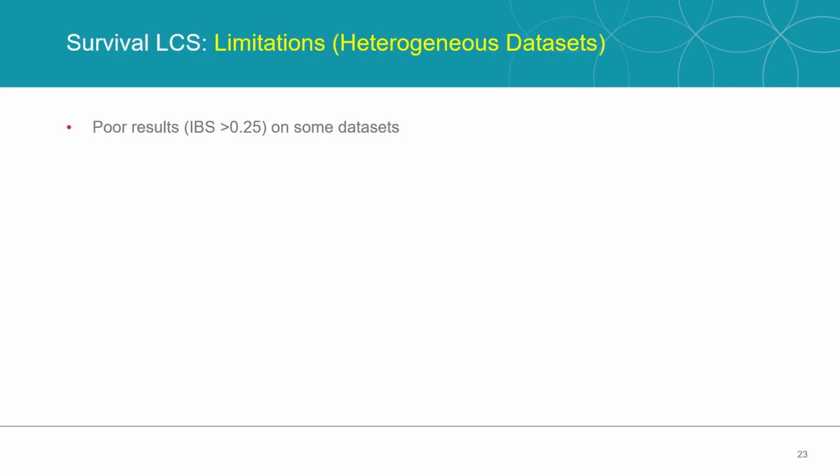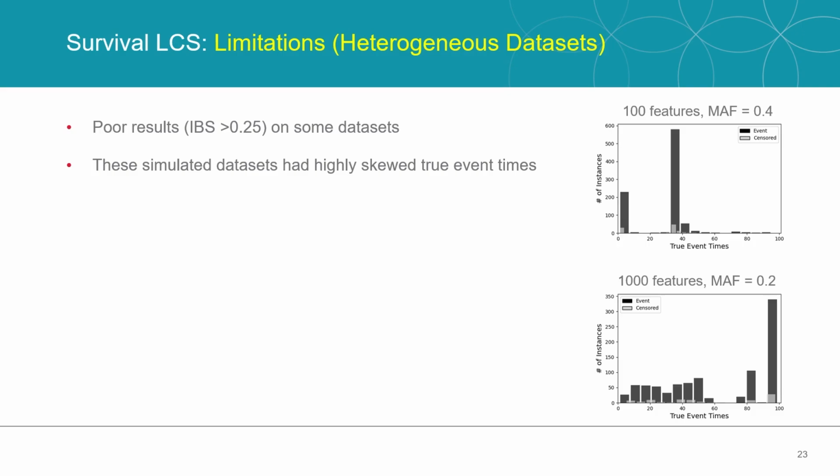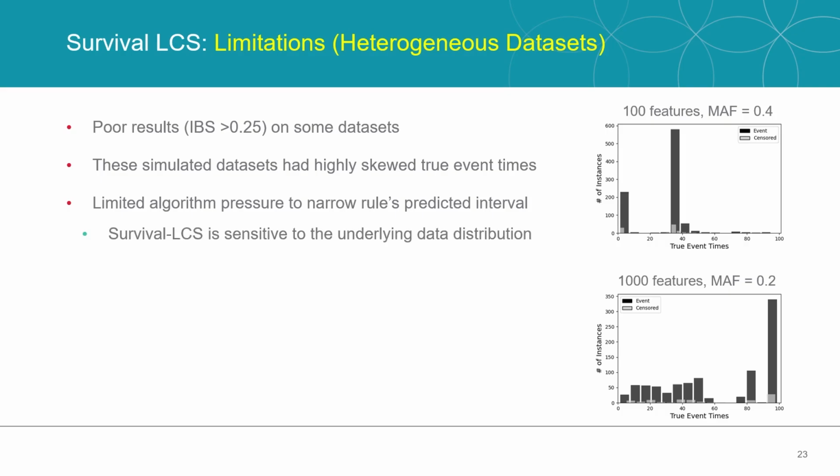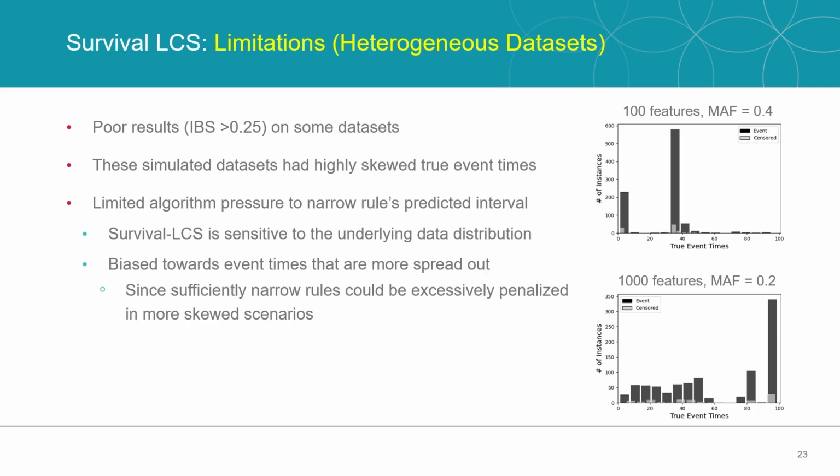Lastly, let's talk about some of the limitations we observed in applying Survival-LCS to these simulations. First off, we did find some poor results, where the IBS, or the upper confidence interval, was above 0.25. Closer inspection revealed that these simulated datasets tended to have highly skewed true event times. Currently, Survival-LCS only has a limited amount of algorithm pressure to narrow rules' respective prediction intervals. Therefore, Survival-LCS can be sensitive to the underlying data distribution. This can make it biased towards event times that are more spread out, since sufficiently narrow rules could be excessively penalized in more skewed data scenarios.